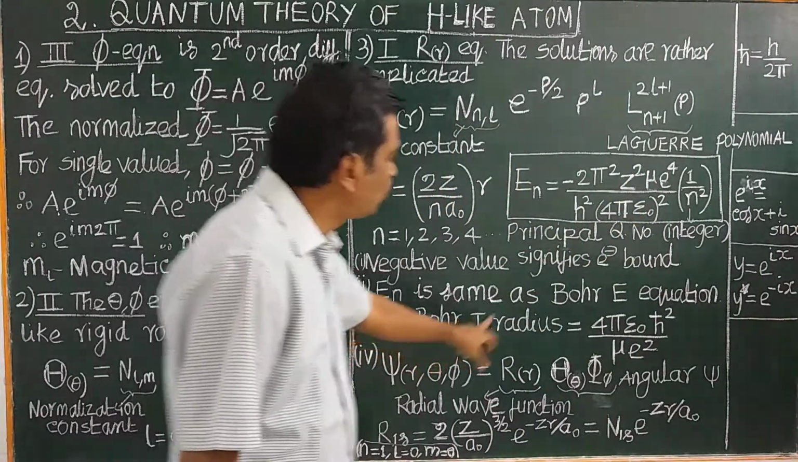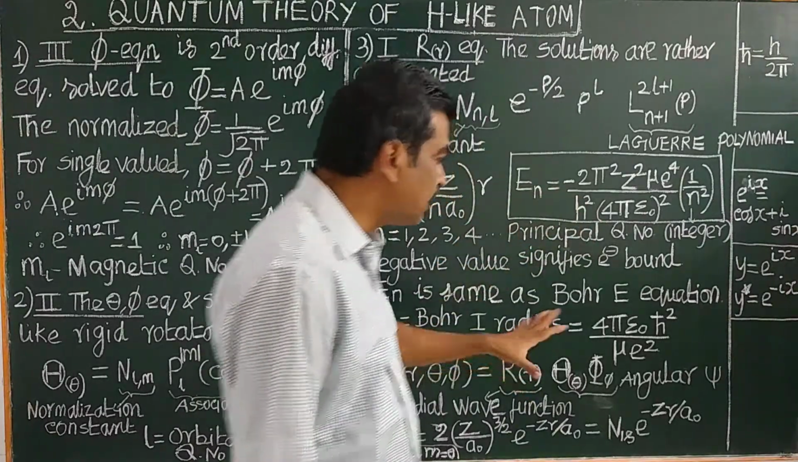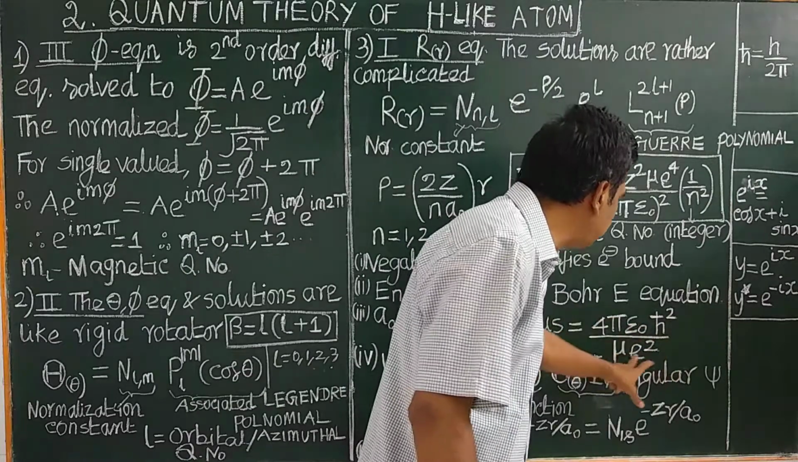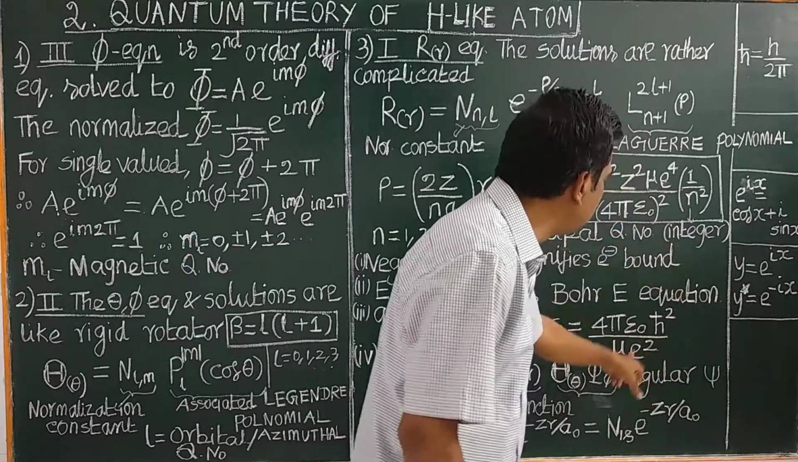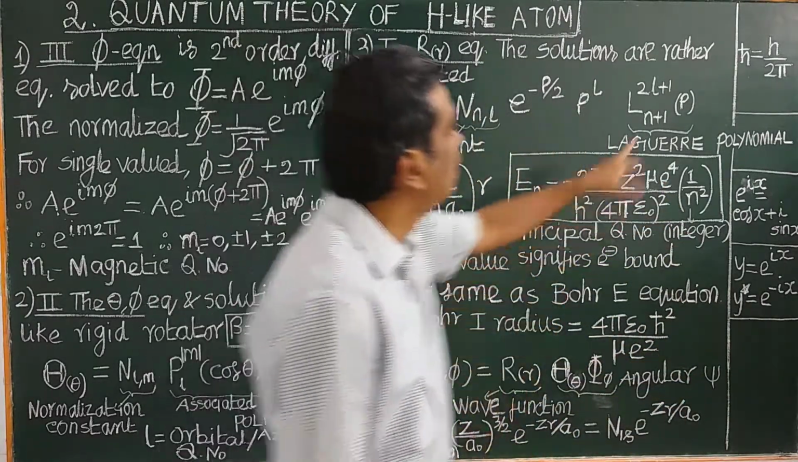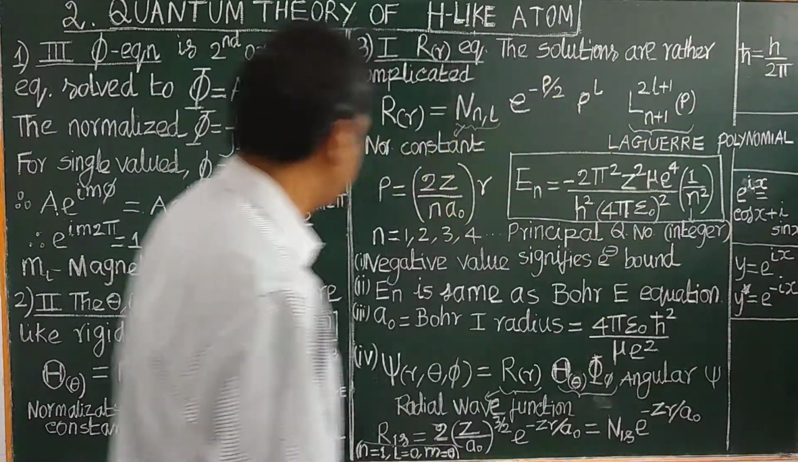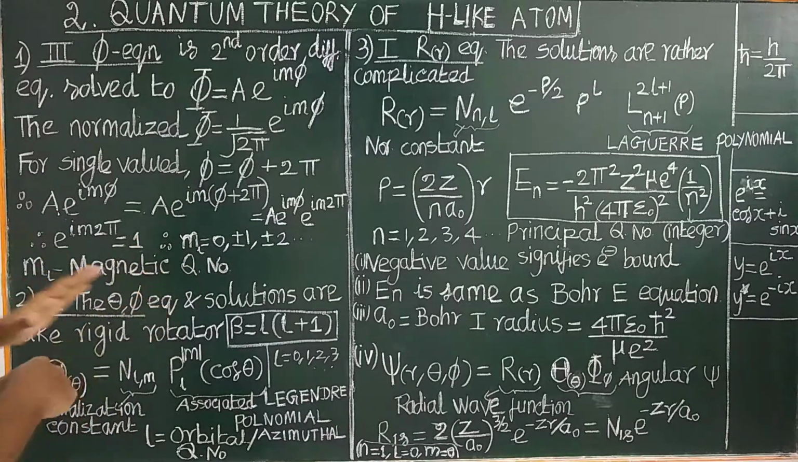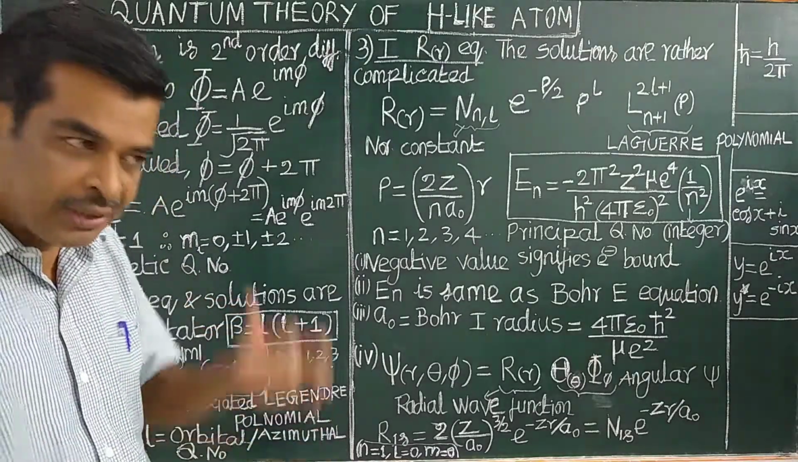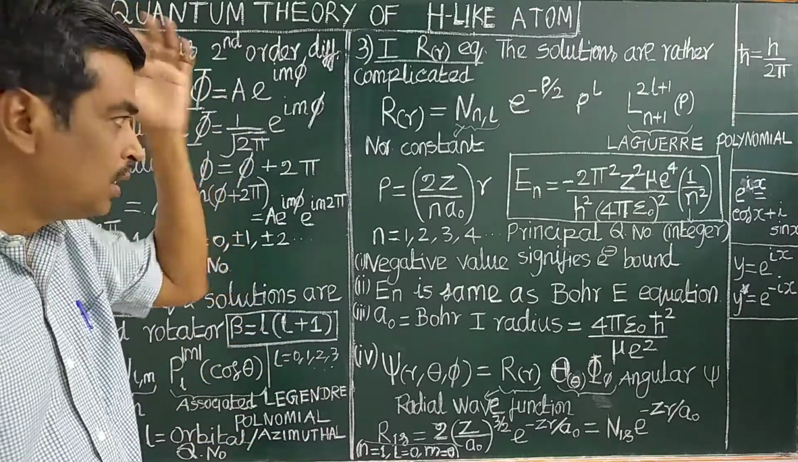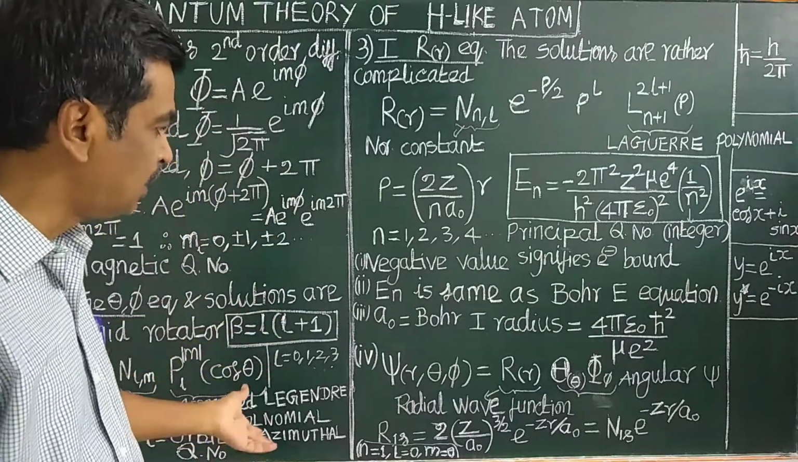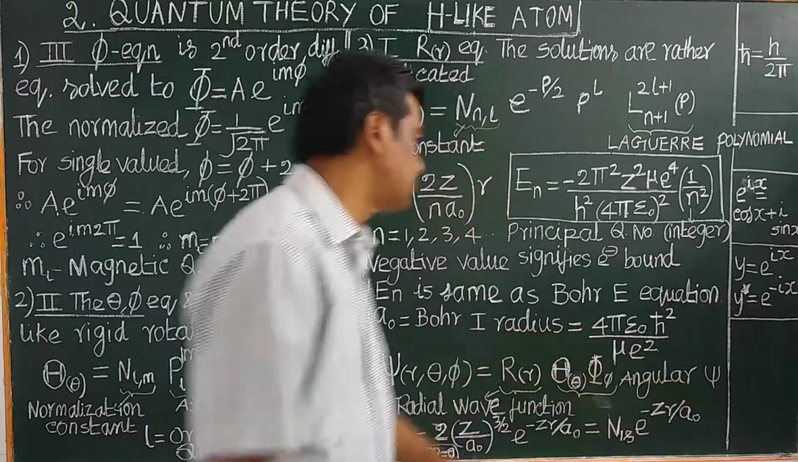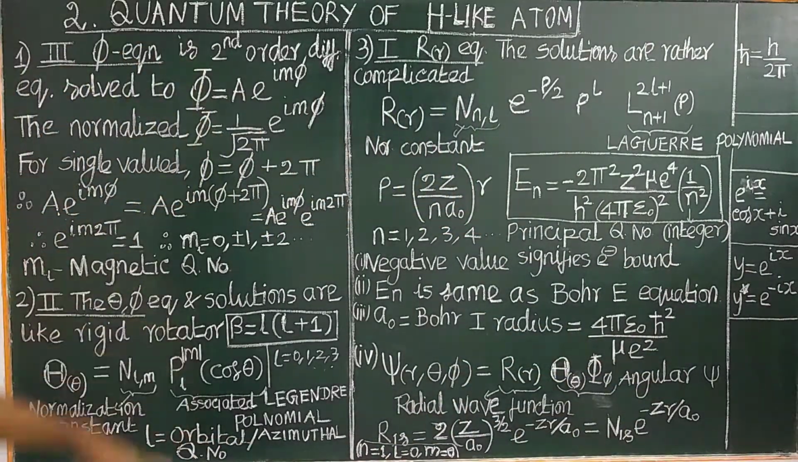A naught equals the Bohr first radius. We have already studied in Bohr theory, 4 pi epsilon naught h cross square divided by mu e square, where e is the electronic charge, not exponential, and h cross equals h by 2 pi. So on solving the Schrodinger wave equation of the hydrogen atom, we have obtained the energy levels and also the wave functions and quantum numbers.